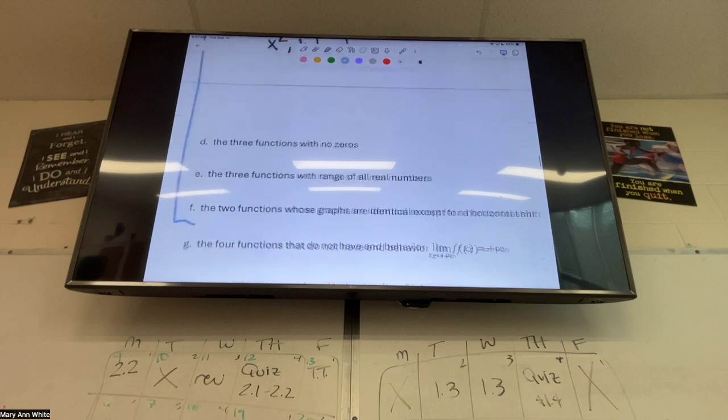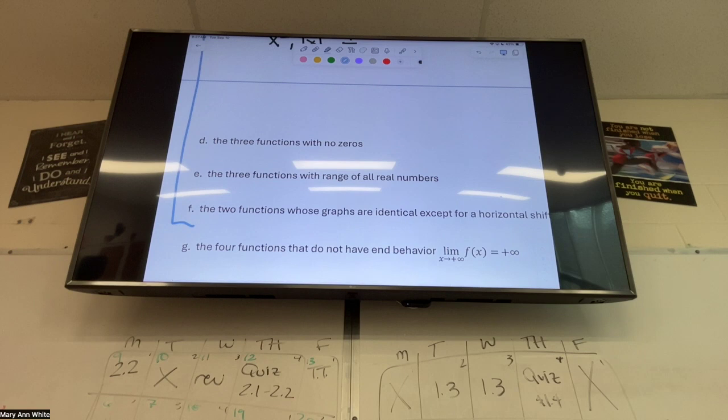On the next page, it says 3 functions with no zeros. What's a function that does not have a zero? Reciprocal doesn't have any zeros. Exponential. Logistic. What is interesting about all 3 of those graphs? What do they all have in common? They are not all odd. What kind of asymptote is it? Horizontal, right? It's a horizontal asymptote at 0. There's no way it could hit the x-axis if it has a horizontal asymptote.